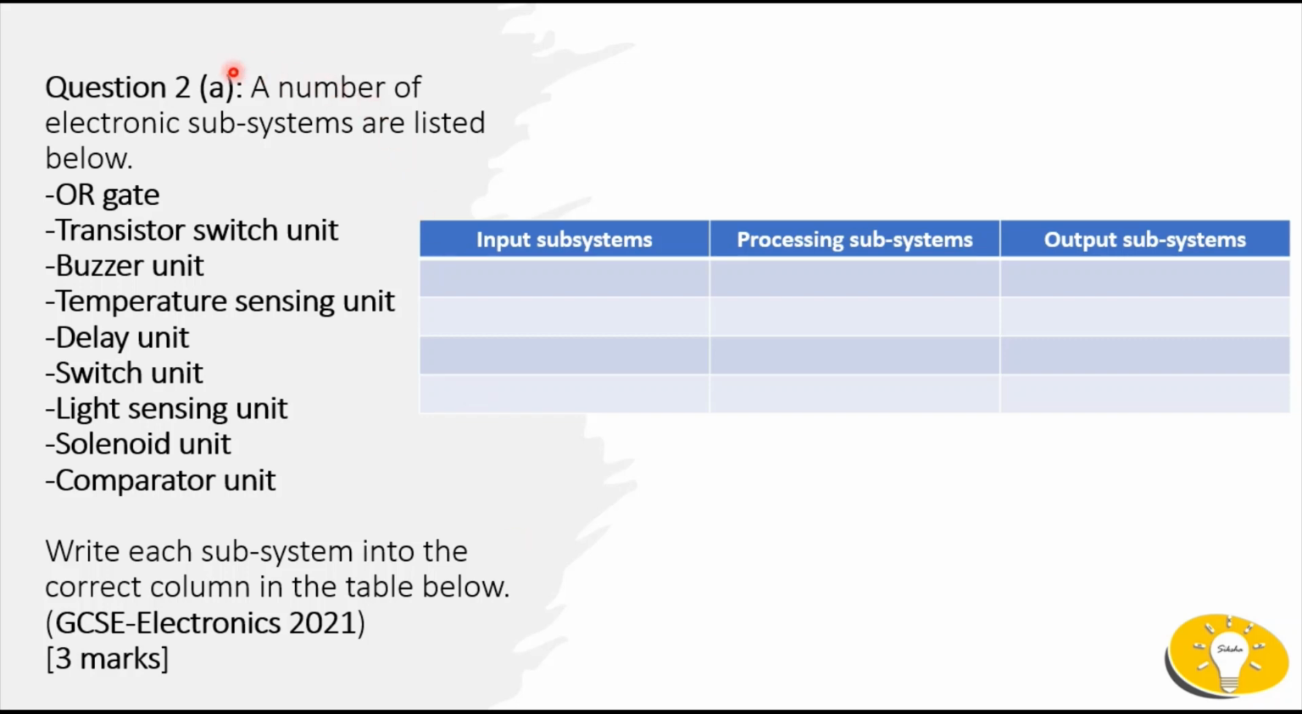Now, I have taken another question from GCSE 2021. This question is worth 3 marks. Again, in this question, as you can see, you are given several types of units and you have to fill in this table. Basically you have to select the units which are given and fill the table, deciding if each is an input, processing, or output subsystem.